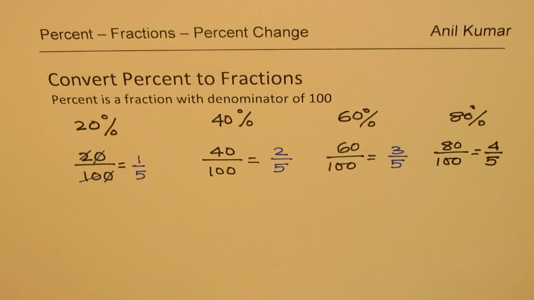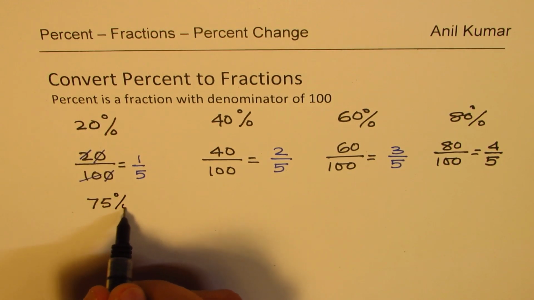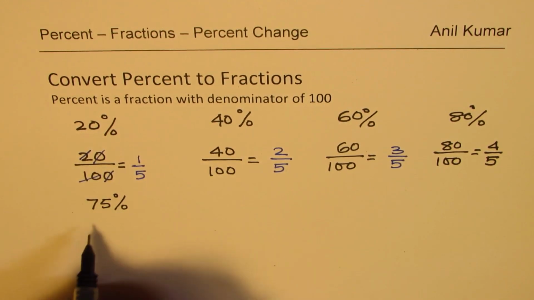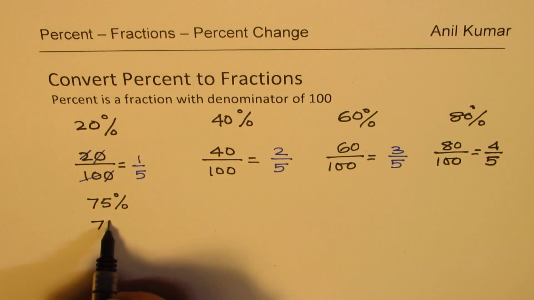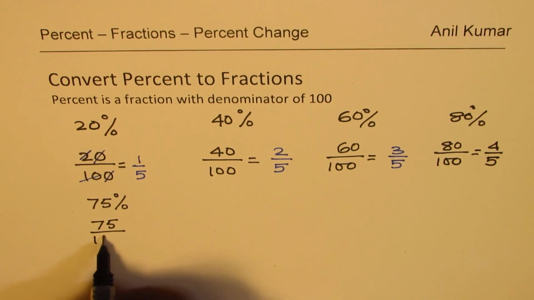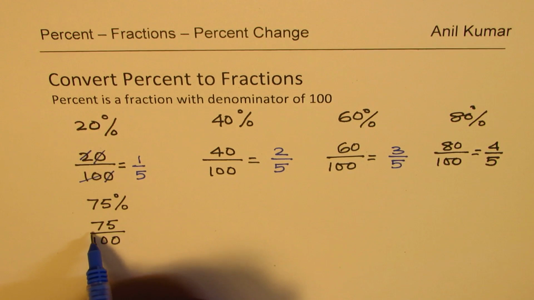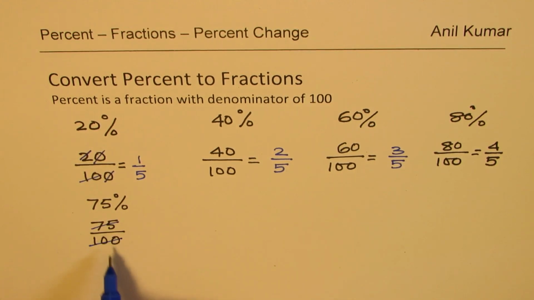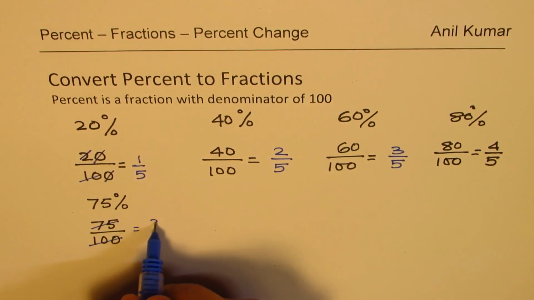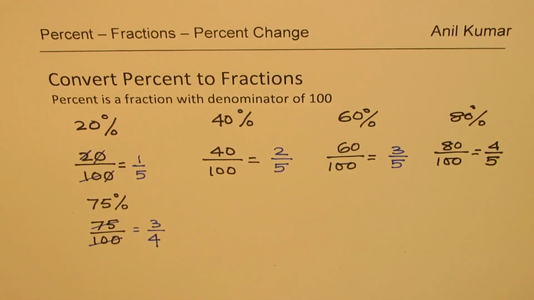Now let's look into another category of percents. For example, if I say 75%. Now 75% is what? 75% means out of 100, right? Let's say you got 75% marks. That means you got 75 out of 100. That is what it means. Perfect. Now, you can divide them by 25, quarter of each. And what you get here is 3 over 4.